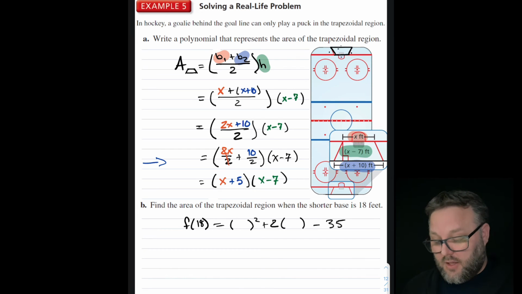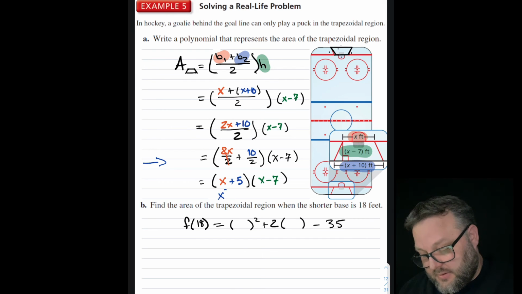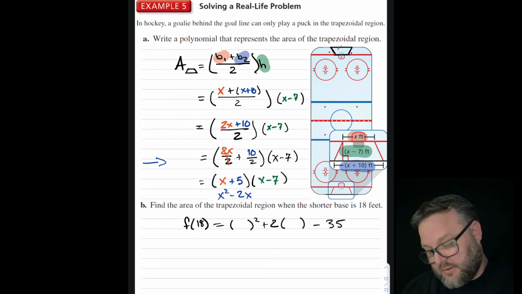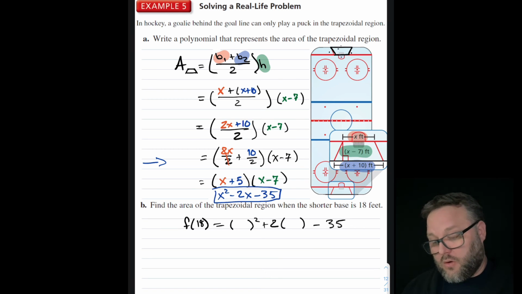I'm not done. I can actually solve this now. So I could use FOIL, I could do everything else. I'm going to do FOIL or a method thereof just because that's what I'm used to. I get X squared minus 7x plus 5x, so that's a minus 2x, and then I get a negative 35. So here's my answer for part A, or the polynomial that represents the area of the trapezoidal region.